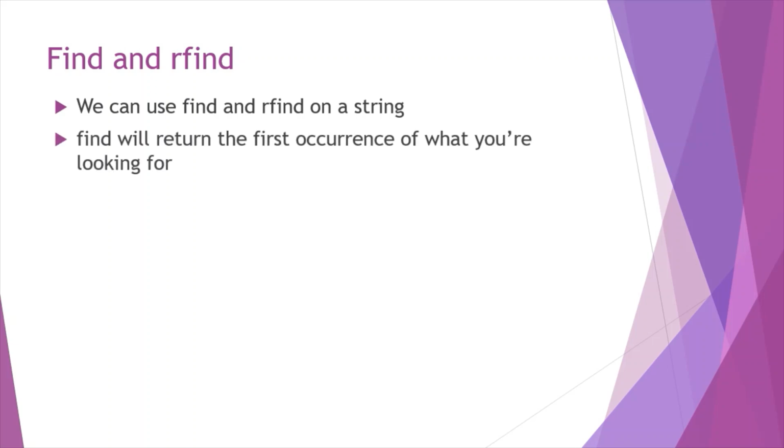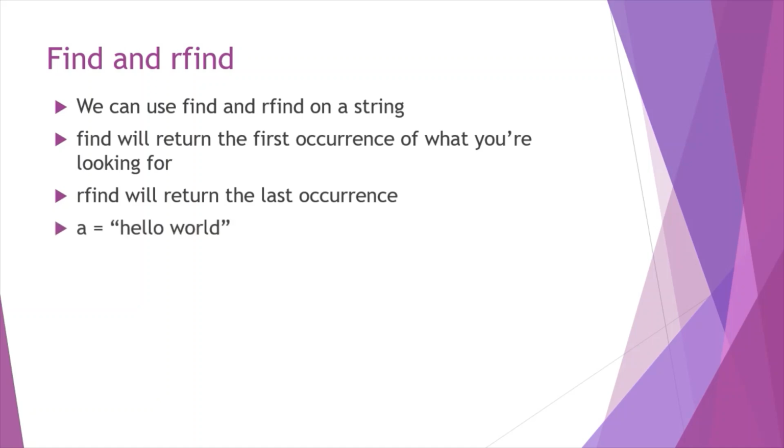So a bit about find and rfind, as these come up as well. We can use find and rfind on a string, and only a string. We can't use this on integers or lists or any of that. Find will return the first occurrence of what you're looking for. Rfind returns the last occurrence, basically a right find, so it'll start at the right instead of the left.